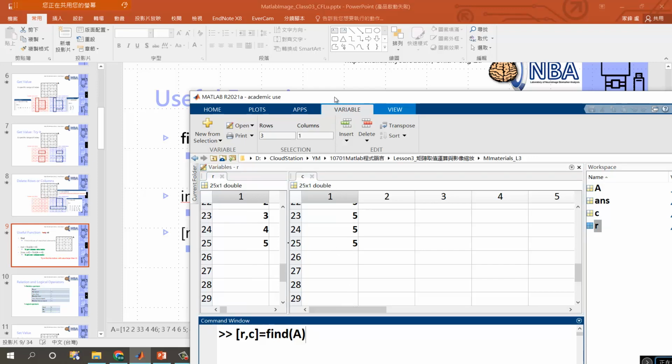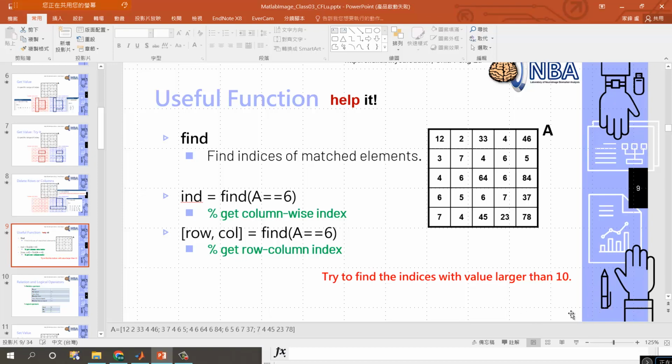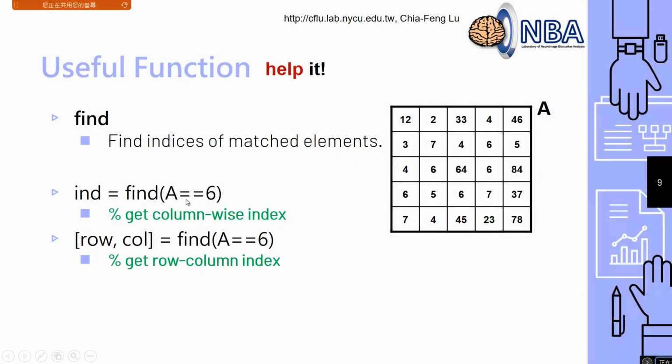But there's one thing you can do more. Just take a look right here. If I'm going to ask more, I'm not interested in non-zero elements. I'm interested in a specific value. For example, can I use the find function to find the element 6? Can I find the indices for the 6? As you may see right here, here is a 6, here is a 6, another 6, and another 6 right here. So I should get 5 indices right here, right?